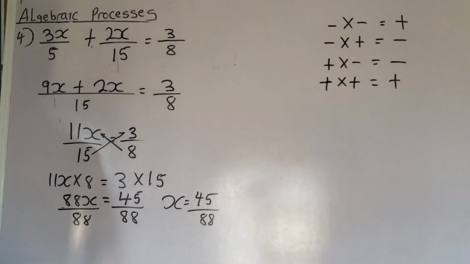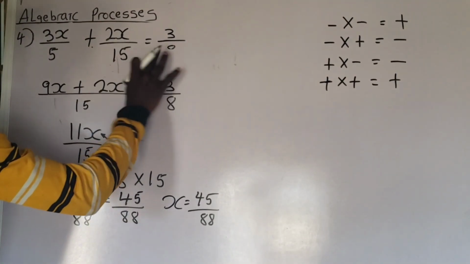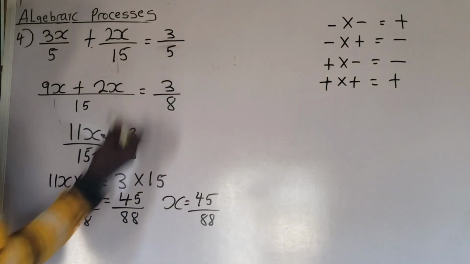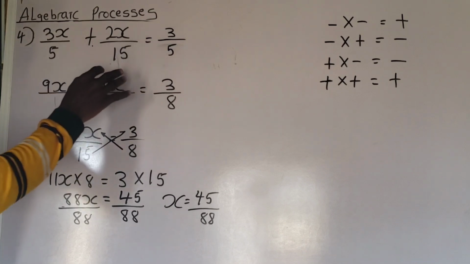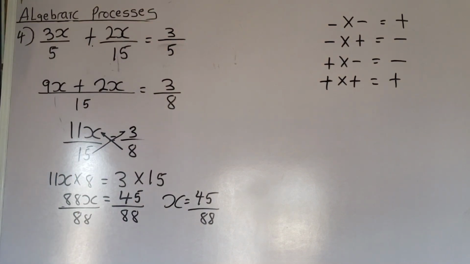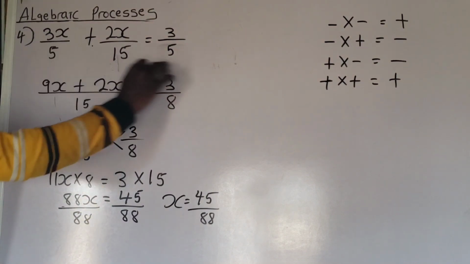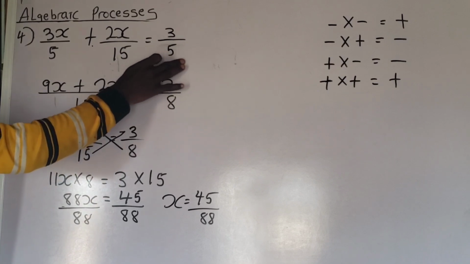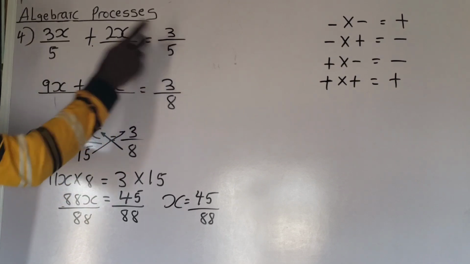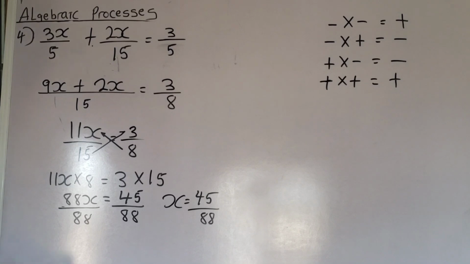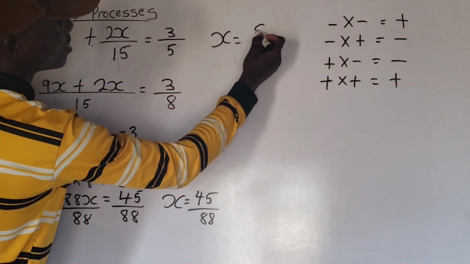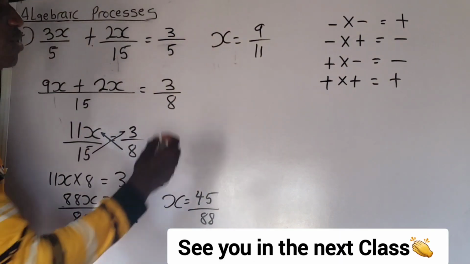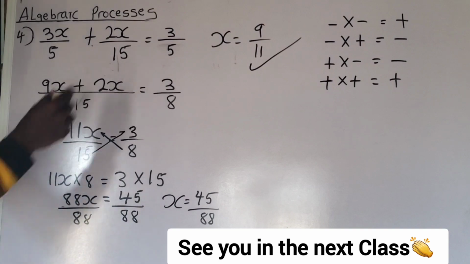Now, let's say the question is changed. That is, the denominator here, we change this to 5. I want you to attempt the question now. Drop your answer in the comment box. The denominator of this is no longer 8. It is now 5. What will be your final answer? Well, let me give you the final answer. The final answer is 9 over 11. x will be equals to 9 over 11. If you got the answer right, you are correct.